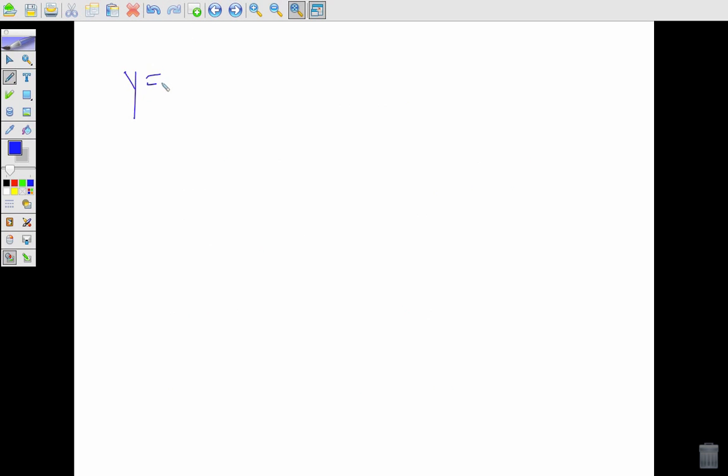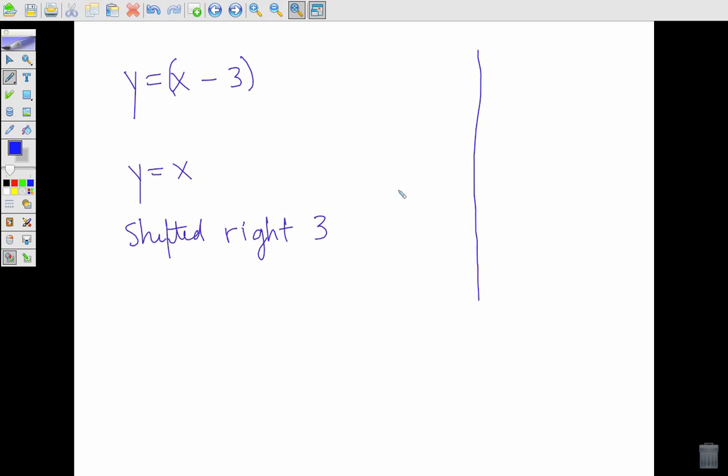y equals x minus 3. So the parent function is y equals x. The minus 3 means it's going to be shifted. It also shows us that the intention was to write it as x minus 3 like this. It won't matter either way, but that's shifted to the right 3 units.